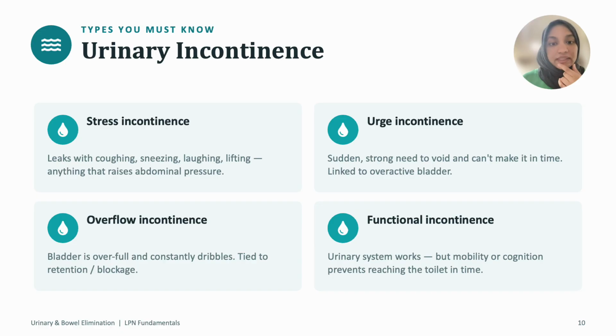Okay, so urinary incontinence. This is something that you also have to know, comes up on the NCLEX a lot. So there's 4 types of incontinence to keep straight, right? Stress, leaks when abdominal pressure spikes, coughing, sneezing, lifting. Sometimes a lot of women after pregnancy, postpartum, they experience it. The urge is a sudden overwhelming need and they can't hold it. Out of nowhere, they just get an urge to pee, and they go. So that's an overactive bladder.